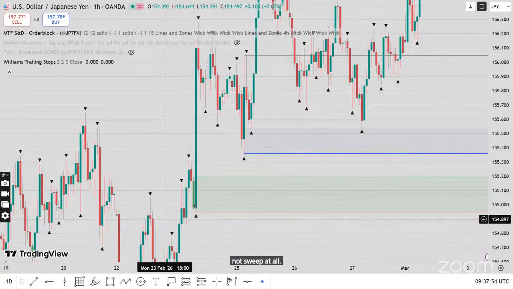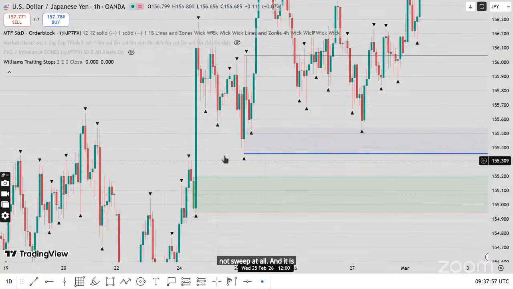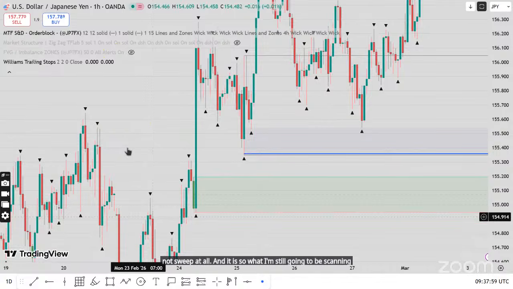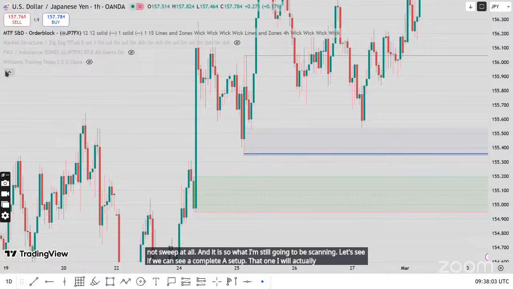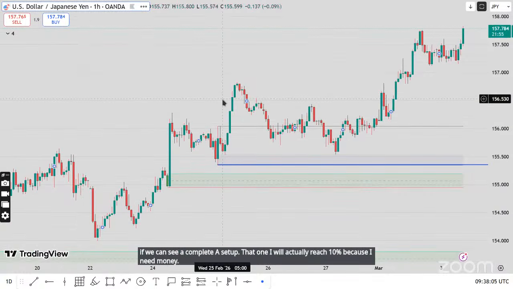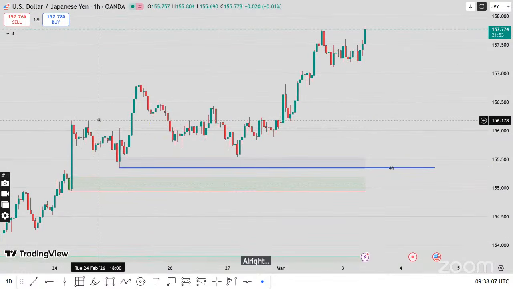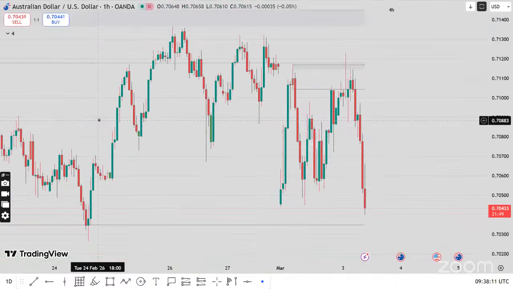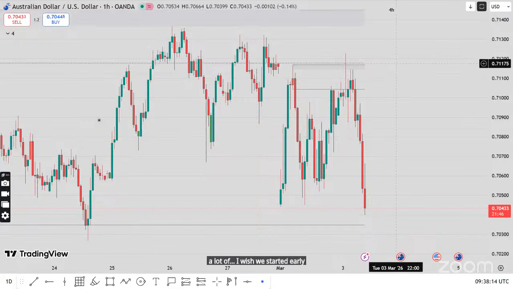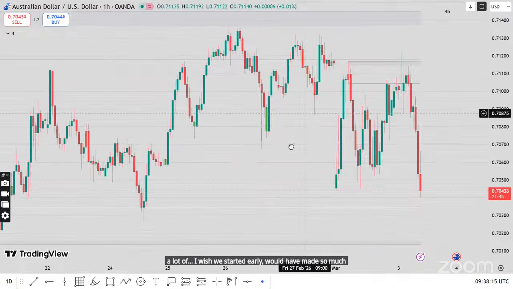I'm still going to be scanning. Let's see if we can see a complete A setup. That one I will actually risk 10% because I need money. All right, so let's see. I wish we started early, we would have made so much money today.